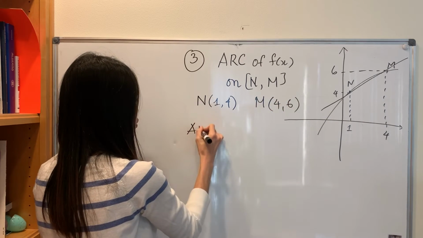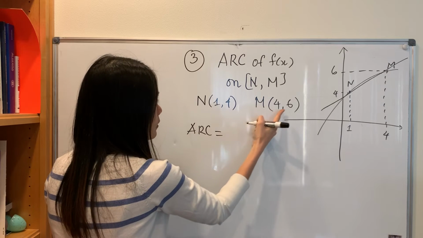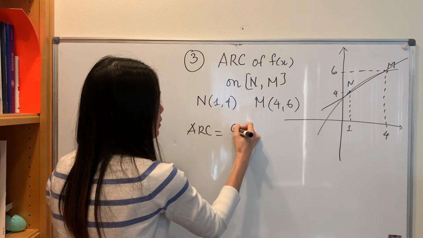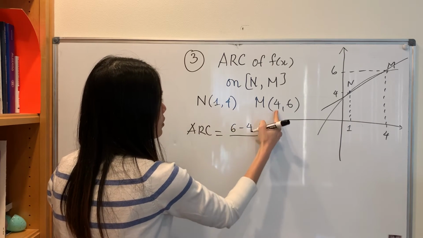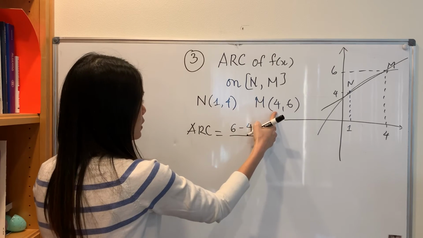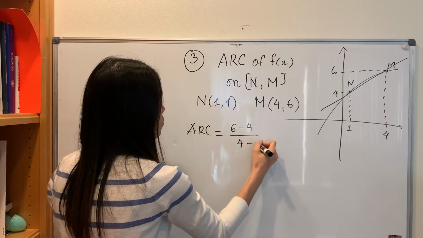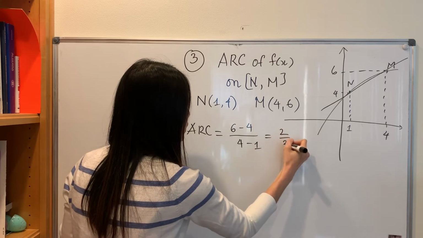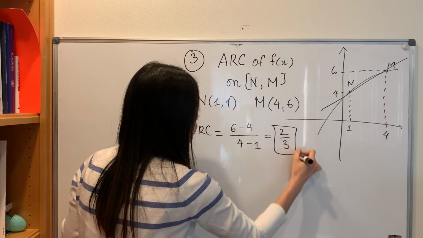So the average rate of change will be equal to y2 minus y1. That means 6 minus 4 over x2 minus x1, which is 4 minus 1. This one is 2 over 3. And this is your average rate of change.